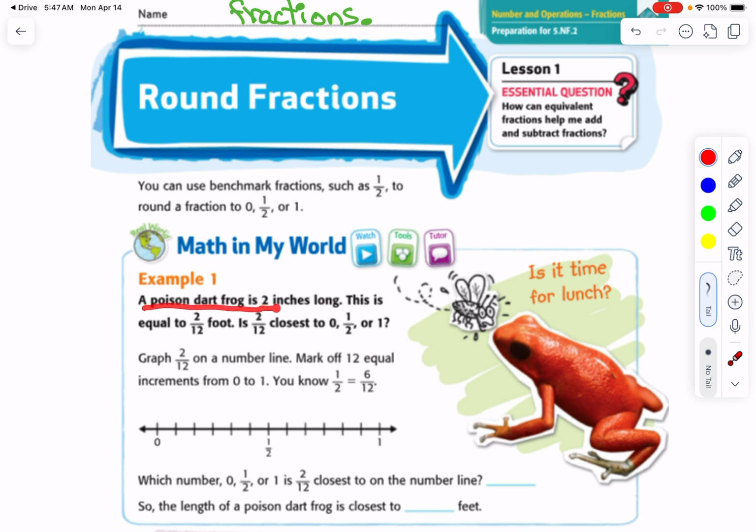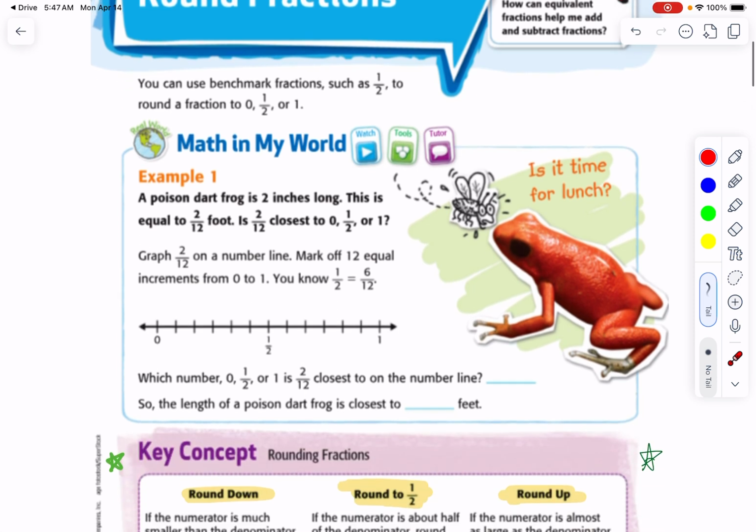A poison dart frog is 2 inches long. Oh, that's tiny. This is equal to 2/12 of a foot. Why 2/12? Well, because there are 12 inches in a foot, right? Is 2/12 closer to nothing, half, or 1? So we are going to use a number line. We're going to graph 2/12. The first thing we need to know is, what is half of 12? 6. So 6 inches is half a foot, right?